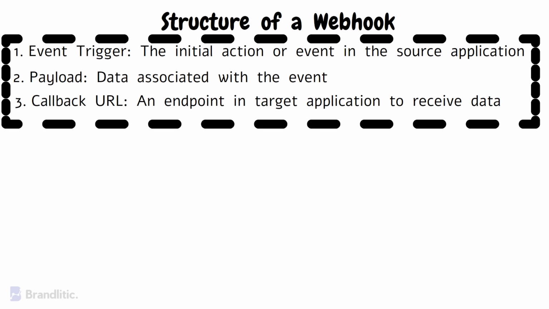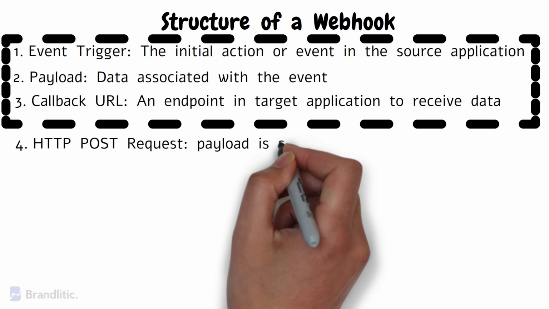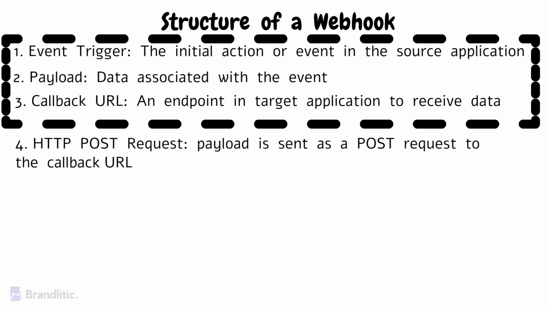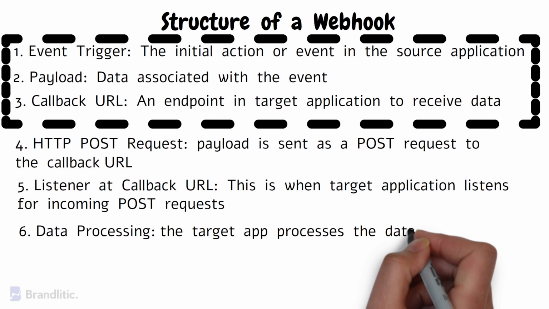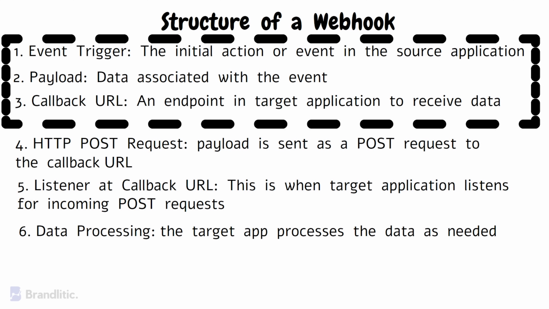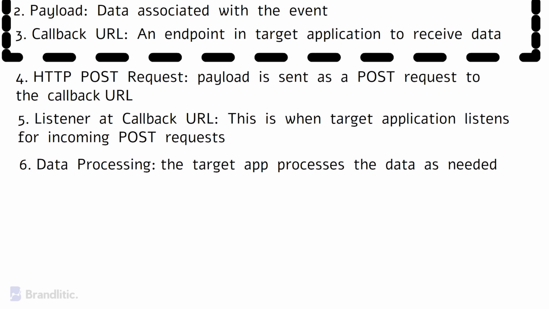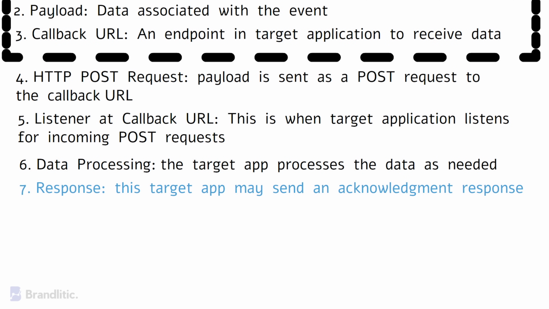And next, number 4, HTTP POST request, wherein the payload is sent as a POST request to the callback URL. Number 5, listener at callback URL. This is when the target application listens for incoming POST requests. Number 6, data processing, wherein the target application processes the data as needed. Number 7, response, which is optional, and in this, the target app may send an acknowledgement response.